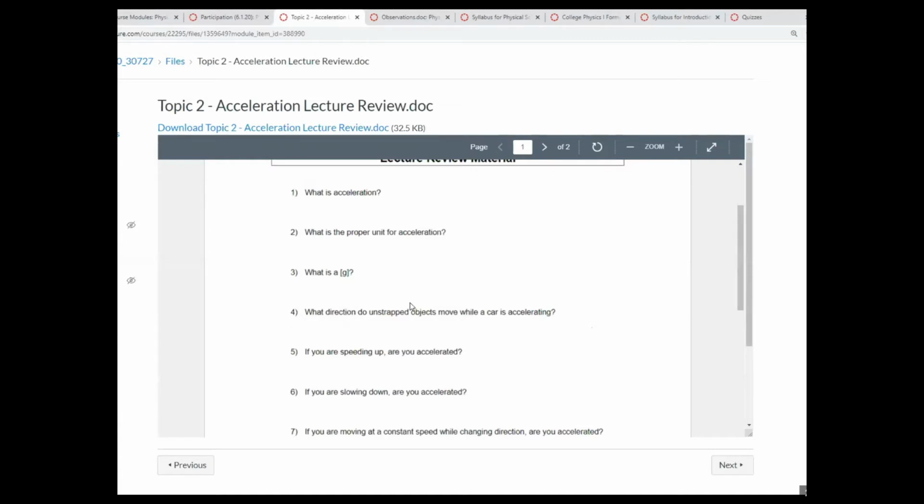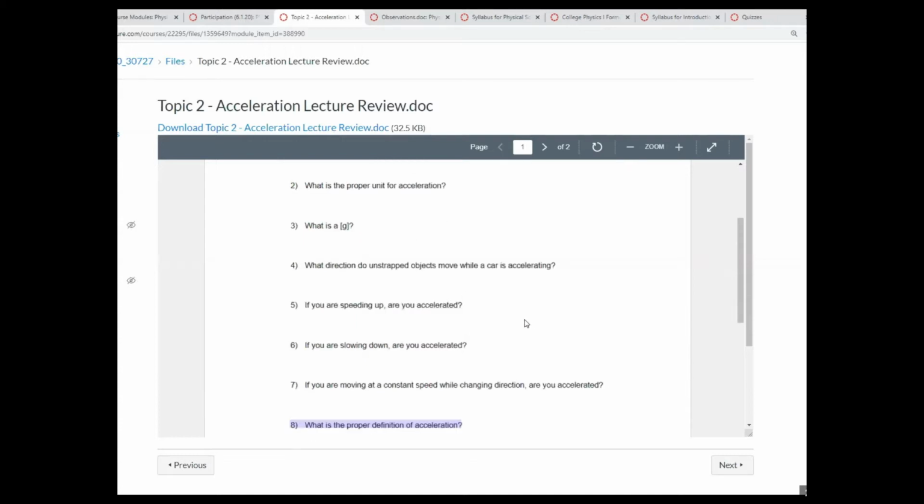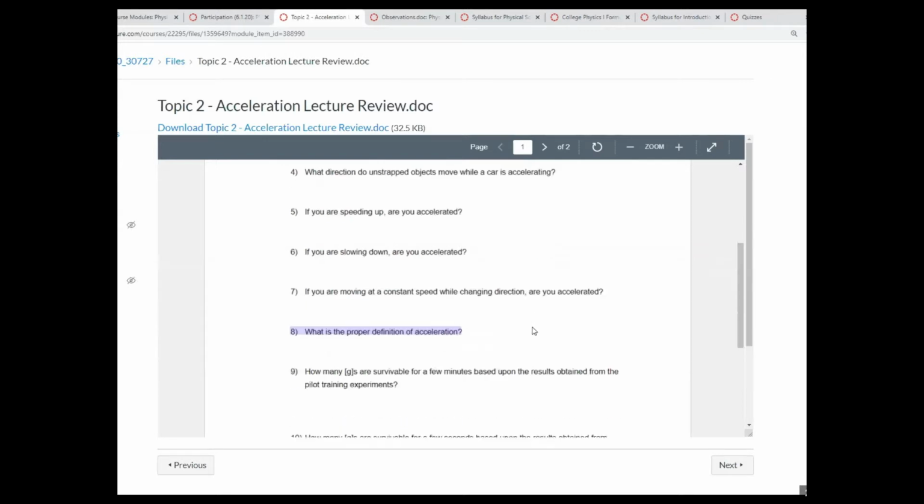Question number 4, the direction of the unstrapped objects inside accelerating vehicles like cars. Your body's going to move in the opposite direction of the acceleration of the vehicle. So speeding up, is that acceleration? Absolutely it is, because the unstrapped objects will move in the backward direction. Slowing down, is that acceleration? Yes, it is, because the unstrapped objects will move in the forward direction.